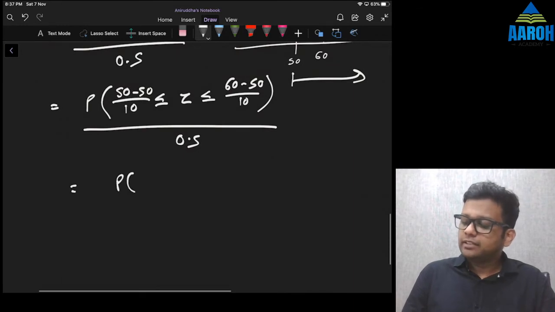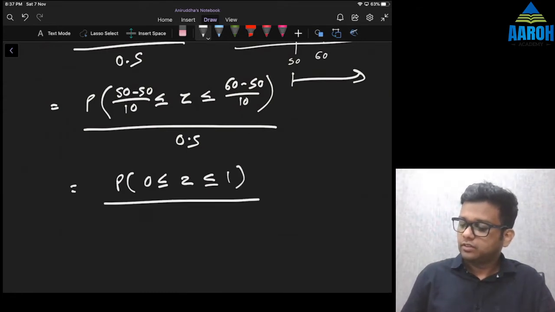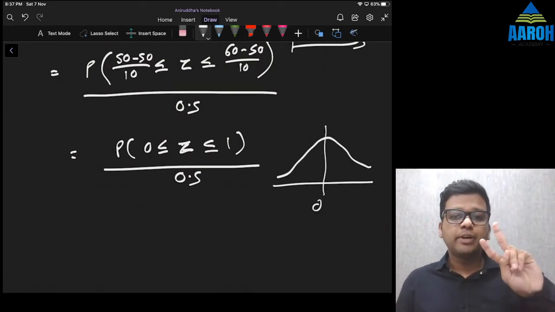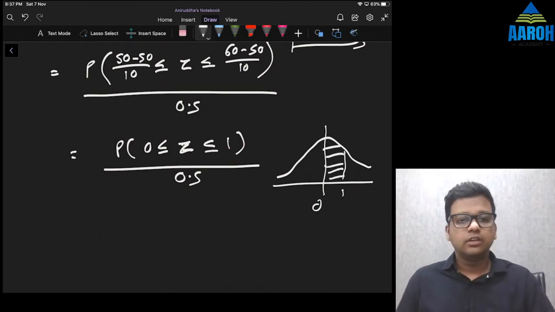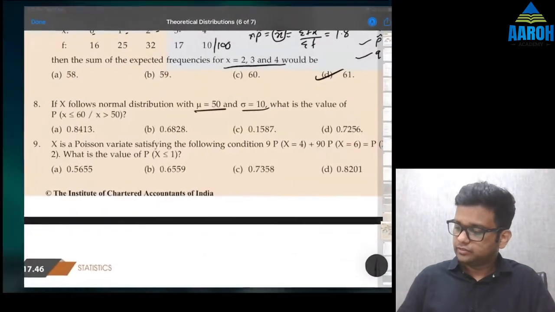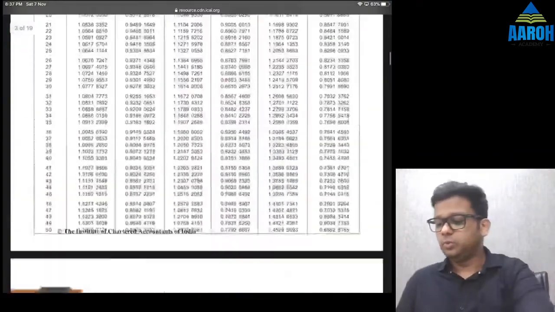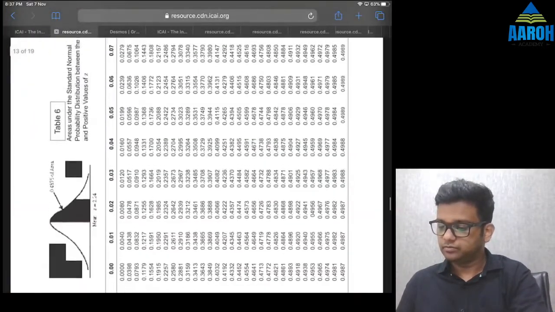So it will be the probability that 0 is less than equal to Z is less than equal to 60 minus 50 is 10, 10 by 10 is 1, upon 0.5, right? So that means in terms of the standard normal table, where this is 0, we have to look for the probability between 0 and 1. That means we have to look for this area. Okay, so let's go to the table and look at that area. Okay, I've opened the appendix. Open it. Go to the normal distribution table.